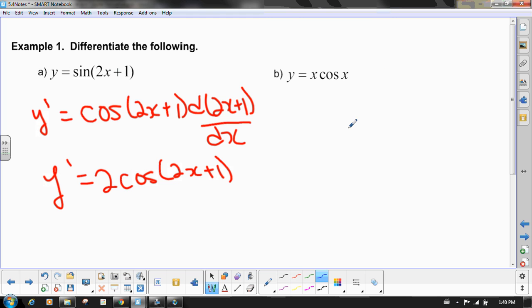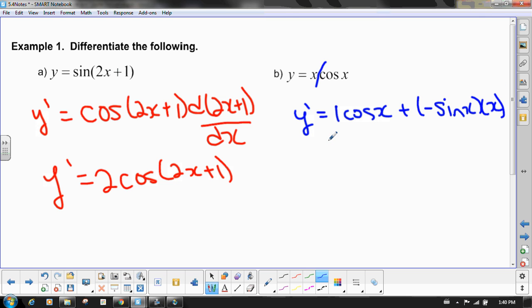When I do this next example, I have two different x's. I have the x and the cosine x. As soon as there's two different x's, you have to use product rule. So the derivative of the first is 1 times the cosine of x, plus the derivative of the second, which is going to be negative sine x, times x. So you need to be careful with brackets in this unit.